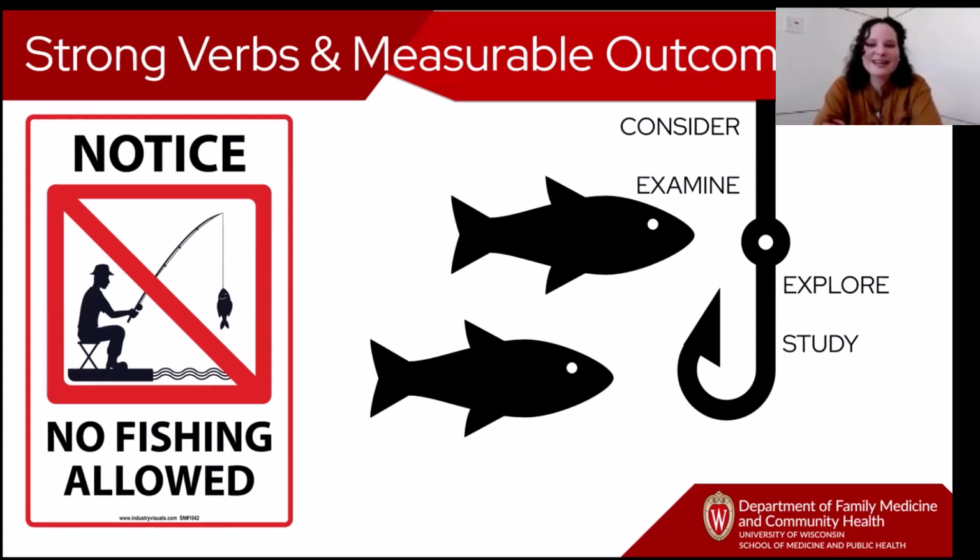And what I mean by this is that your verbs do need to be strong and suggest measurable outcomes. So for example, consider, examine, explore, and study are vague, weak, fishing type of verbs, right? They don't imply any sort of concrete outcome. At what point can you measure that you've considered it enough, right? So that's not going to be a strong verb.